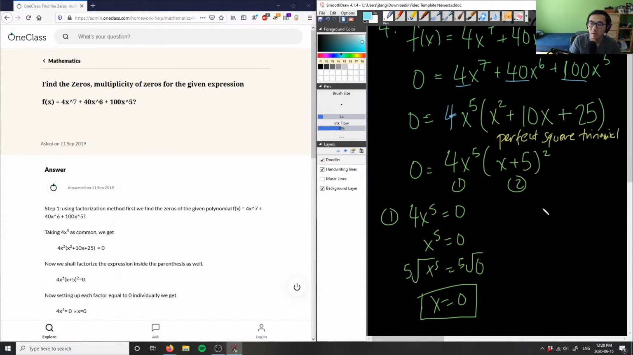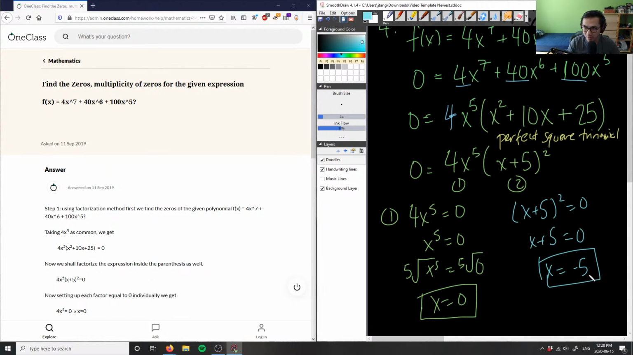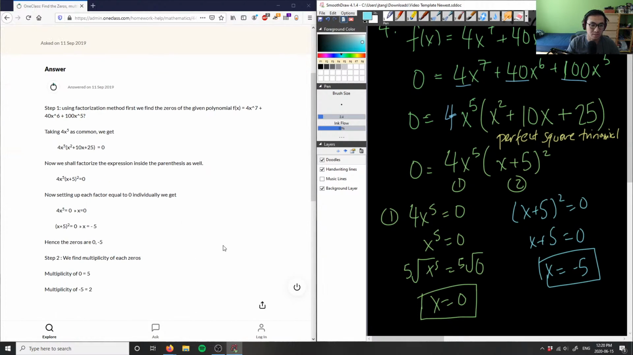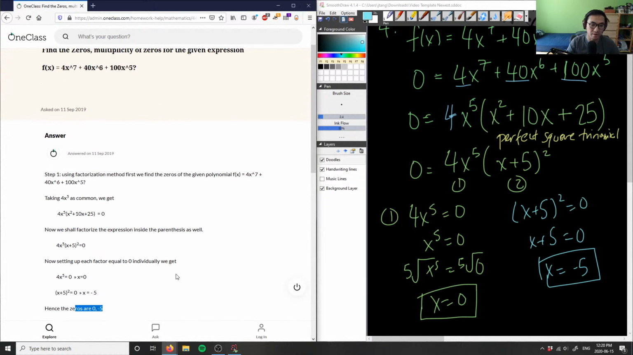And then for this one, if I set x plus 5 squared equals 0, again I can square root both sides, so I get x plus 5 equal to 0, and then I can simply subtract 5 from both sides, so x would equal negative 5. So my two factors here are x equals negative 5 and x equals 0. As you can see, the zeros are 0 and negative 5, which is great.